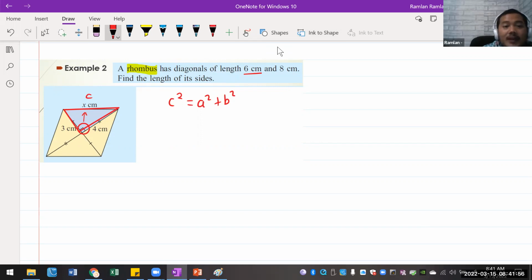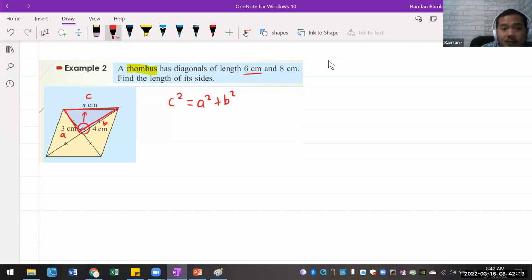Okay, no problem. So after we know the c, we can just put the other two sides as a and b. It doesn't matter which one is a and b. I'm gonna name this one a and this one b.